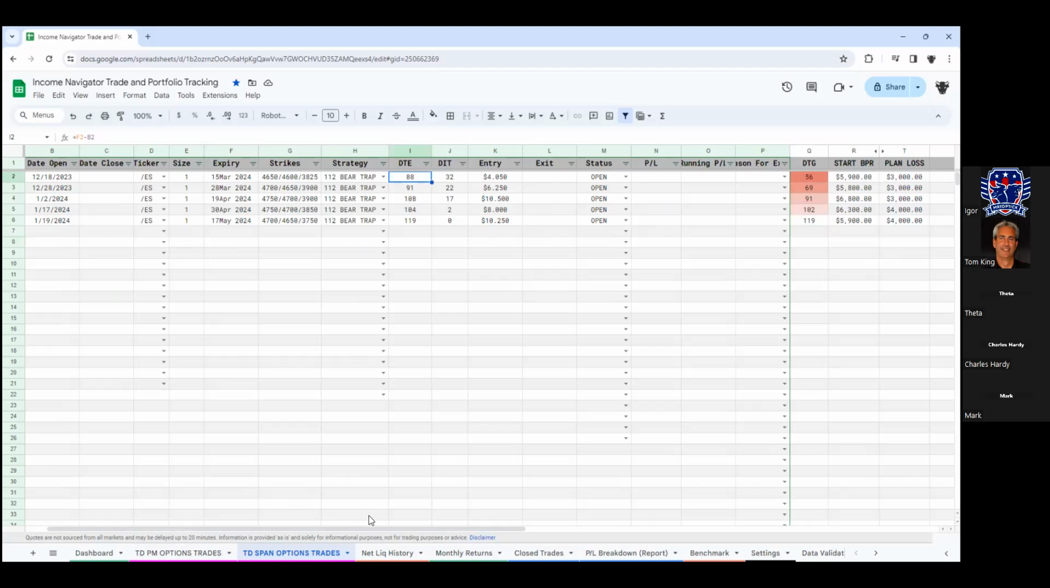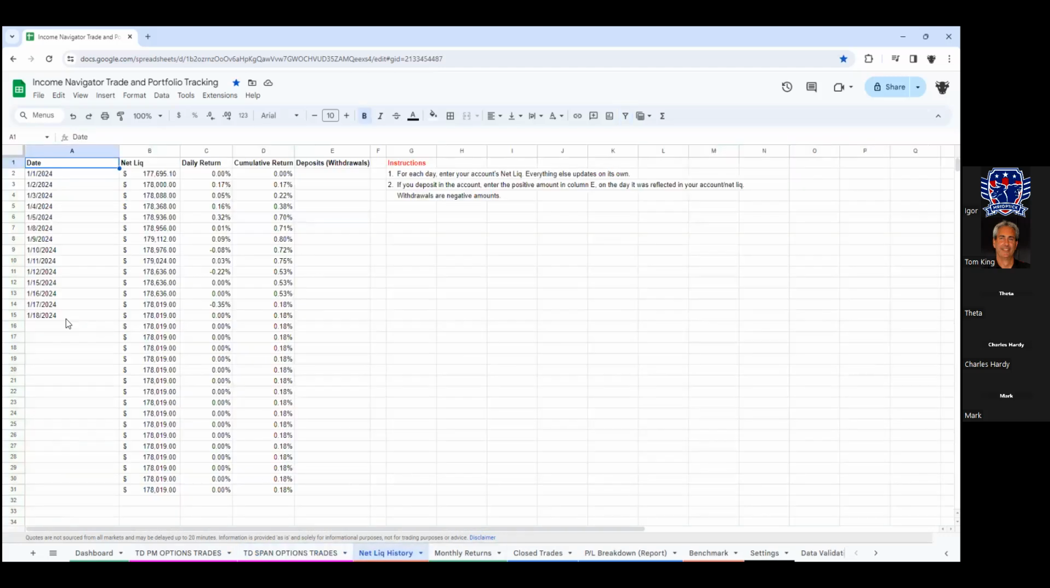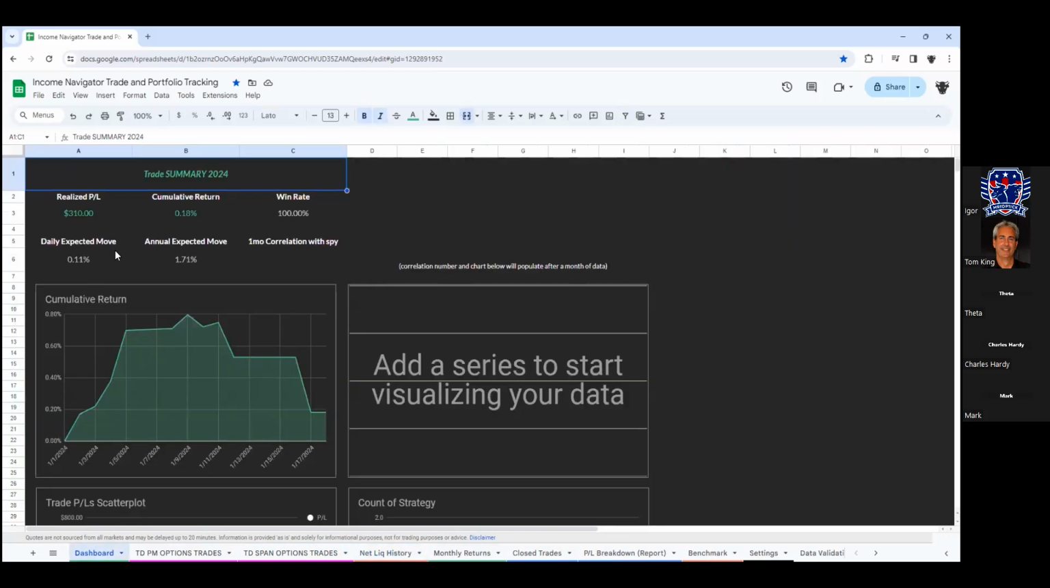So at some point in the future, I'm going to look back at the results and decide where most capital is going to go. Let's just move forward. Net liq here, I'm going to put in every couple of days. I mean, I can do it every day. Just put the net liq for both PM and SPAN margin, and then these numbers will reflect on the dashboard just to show me my cumulative returns for the year.